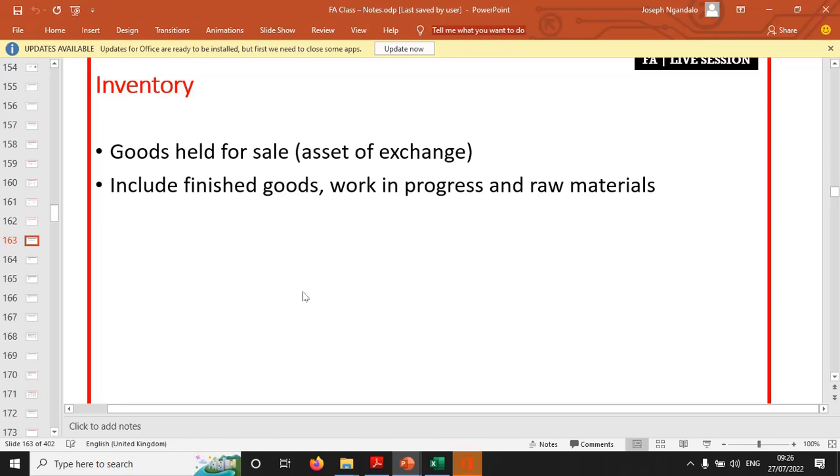Inventory is described as goods held for sale. Last time when we put the word resale, somebody asked, does it mean we are selling twice? So we make it simple for you. Inventory includes finished goods, work in progress, and raw materials. It is as simple as that.